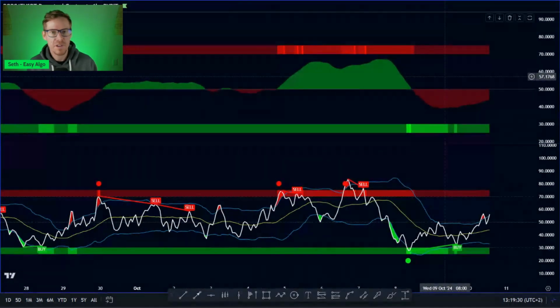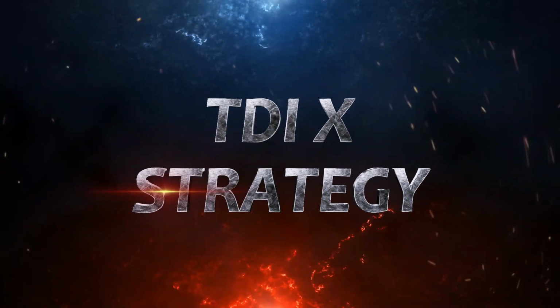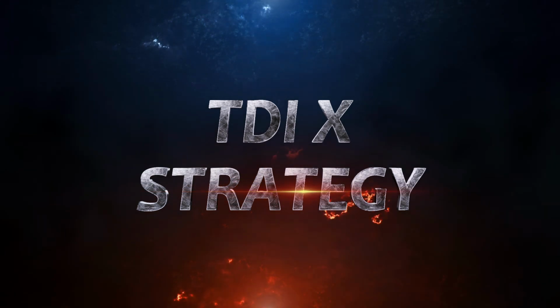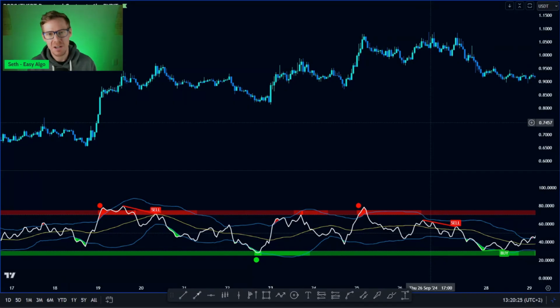So there's more features than you actually need, but some will like one feature over the other. And we've designed it in a way where each trader can develop their own unique trading style with this tool. Now that you have a good understanding of how the TDI X works, I'm going to show you a strategy that you can use for success.